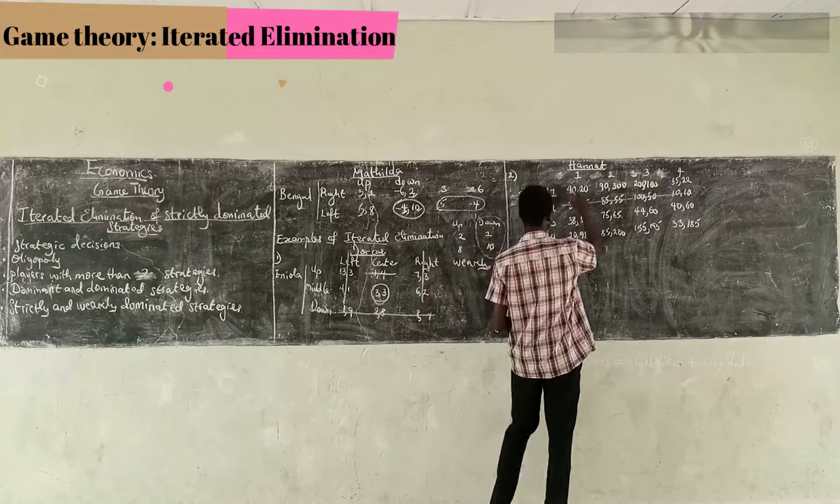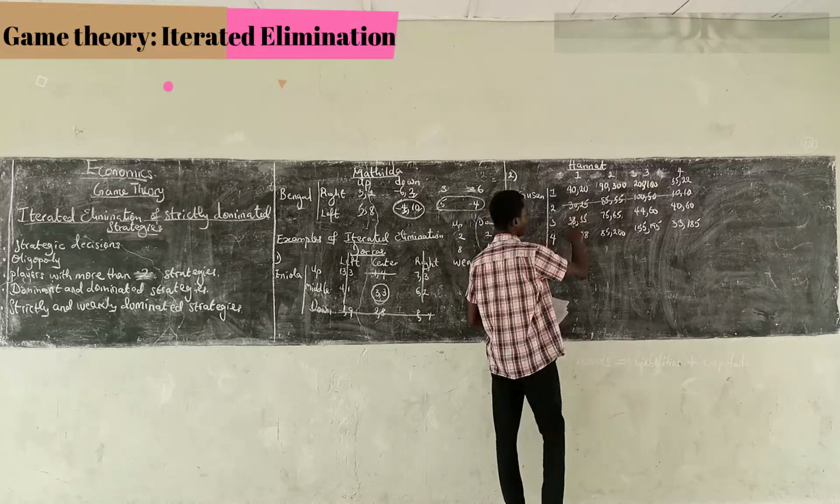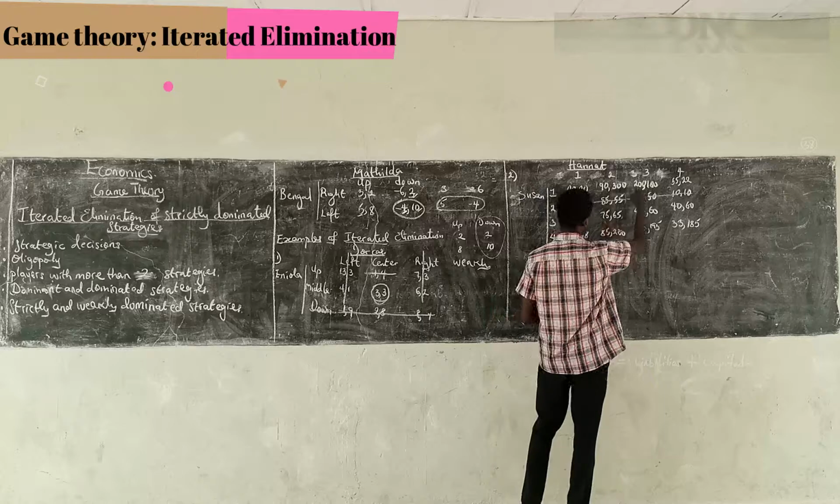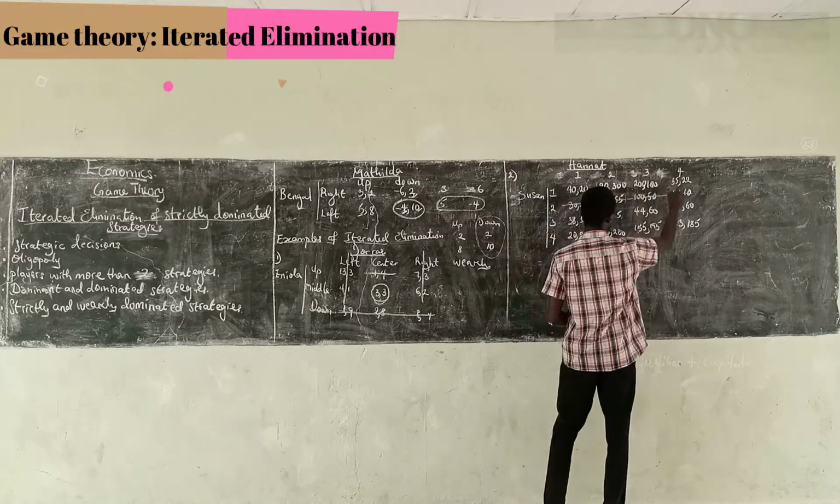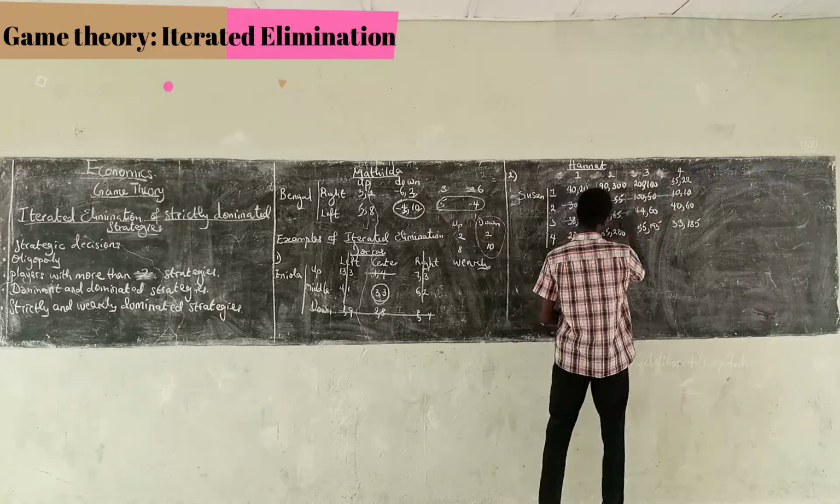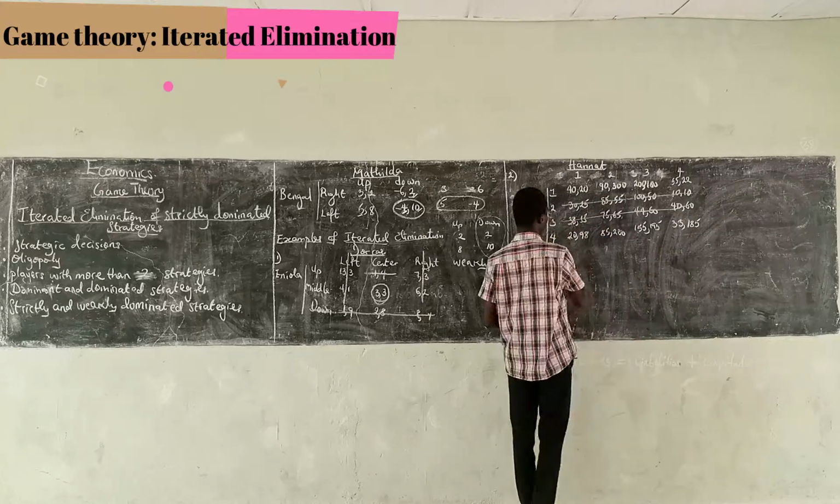Now let's compare 1 against 3. 40 is better than 38, 90 is better than 75, 200 is better than 44, 55 is better than 40. She will not play this one too. Alright, then let's compare against this.